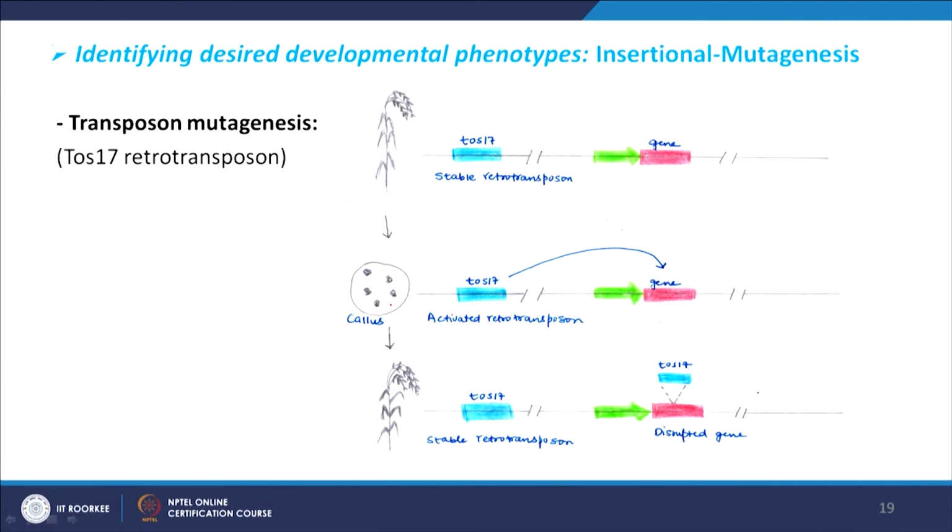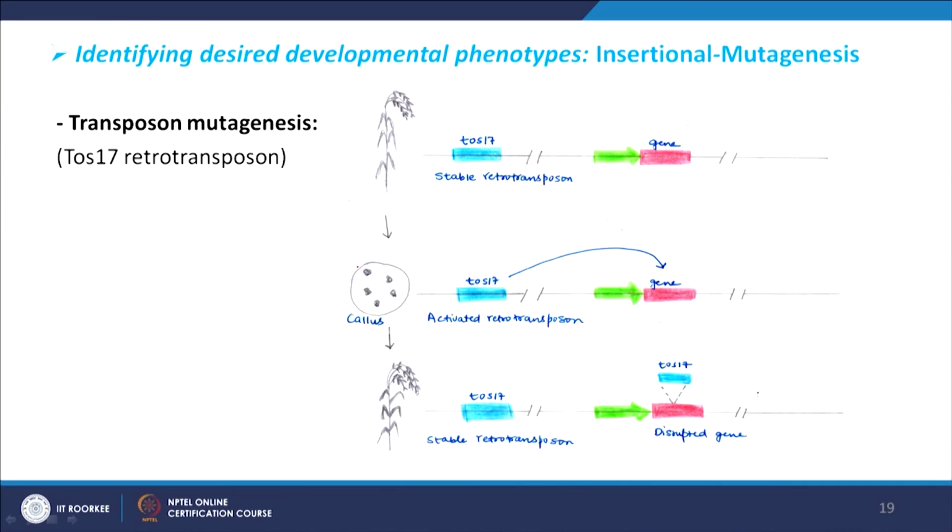But if you generate a callus from these plants, at the callus stage these transposons get activated and start jumping. So, particularly for those plants where we can generate a transgenic plant using callus, it is a very good way to generate a lot of insertional mutations. Rice is one very good example of it.